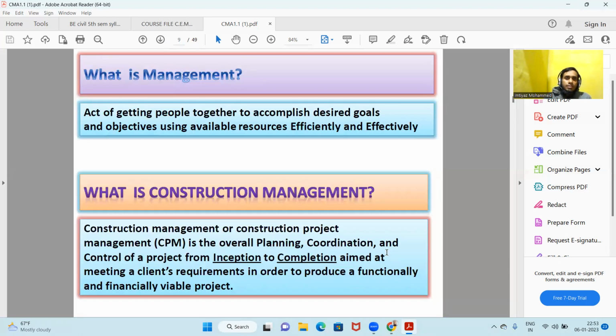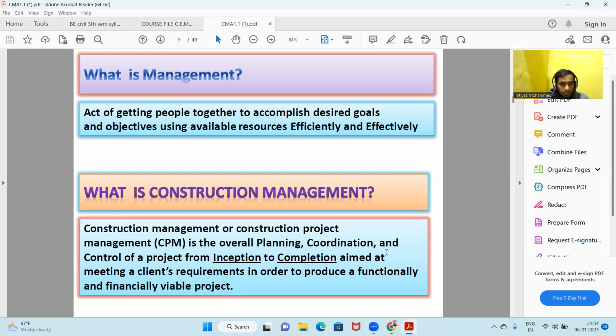So, let us look at what exactly management is all about. It's simply the act of getting people together to accomplish desired goals and objectives using available resources efficiently and effectively. When we talk about management, it is more about people, and all the people coming together to attain a particular desired goal. All of them have a common goal of a construction work. They have a common objective, and they have certain available resources.